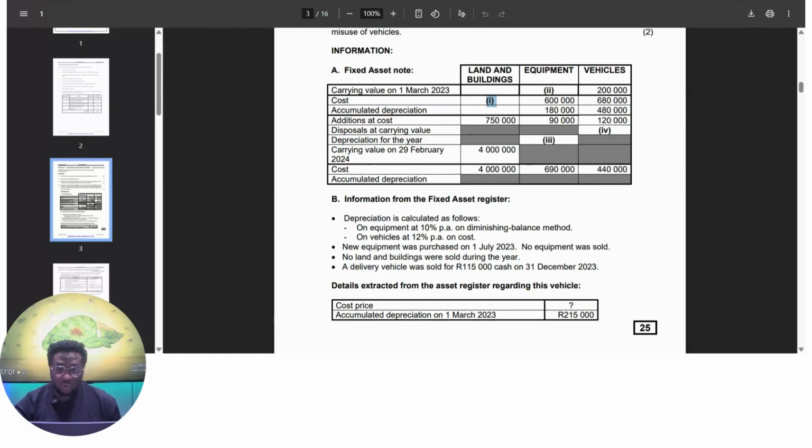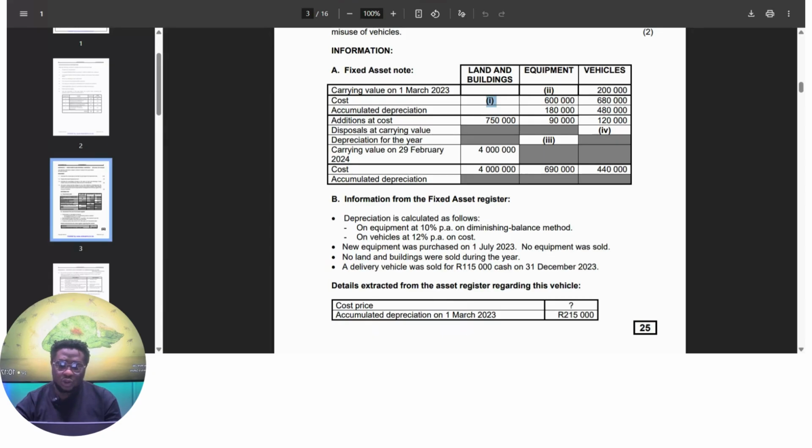So we have depreciation, which doesn't affect land and buildings, but you know that it's 10% on the diminishing balance method for equipment, and then 12% on cost for vehicles. And then new equipment was purchased on 1 July, no equipment was sold, and no land and buildings were sold during the year. A delivery vehicle was sold for 115,000 cash on 31 December 2023. All right, that's fine. And then details in the asset register. This is what we've been given about this particular vehicle.